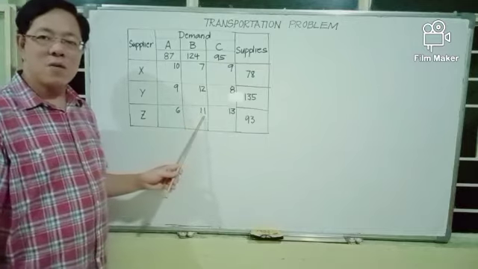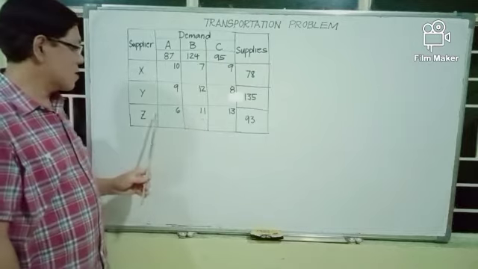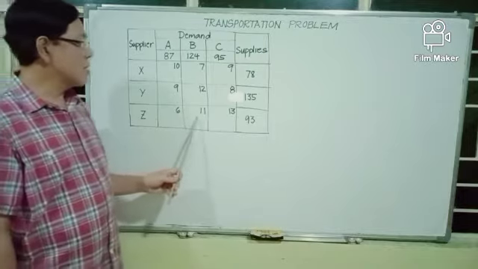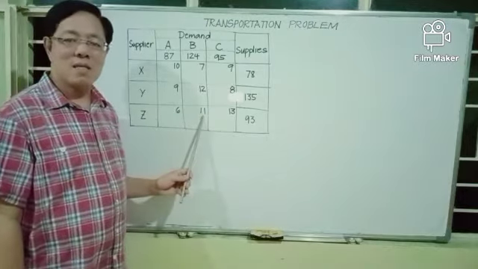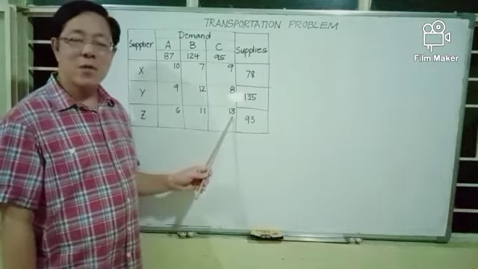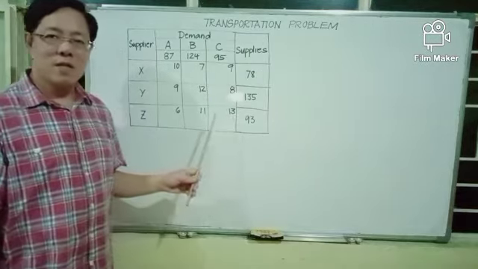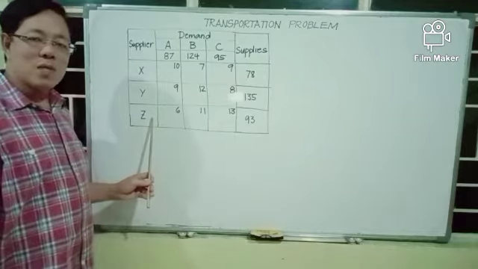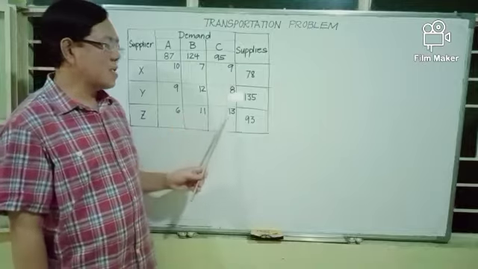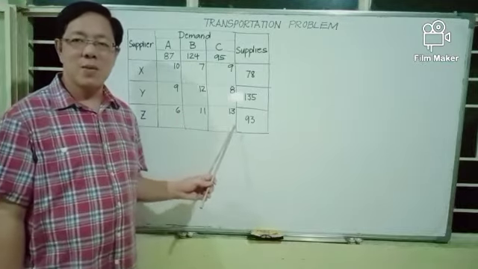The cell cost of 11 means that the cost of transporting one unit from supplier Z to customer B is 11 pesos per unit. And finally, 13 means that the cost of transporting one unit from supplier Z to customer C is 13 pesos per unit.